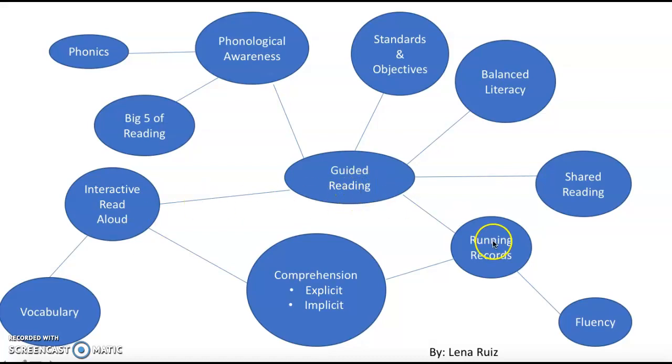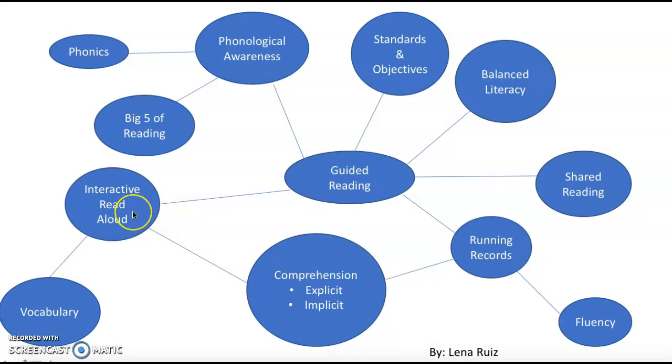Also, straight to guided reading, I put running records because with every guided reading, there's always running records for every single student. So with running records, I connected it to fluency because I feel running records are a good way to show fluency. Does the student have fluency? Do they not? How can I get them to have better fluency?